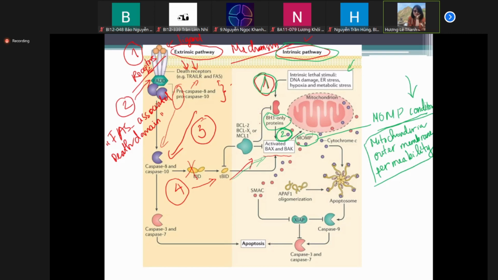Normally, BAX and BAK are in connection with this BCL protein here. When the BCL proteins have been inactivated by the BH3 proteins or by tBID, they release BAX and BAK. And these BAX and BAK proteins will form small channels here.